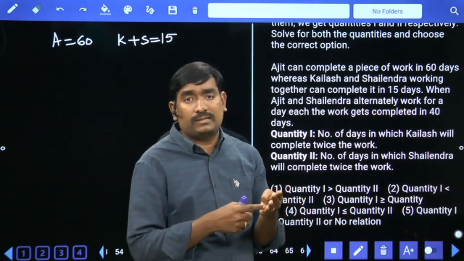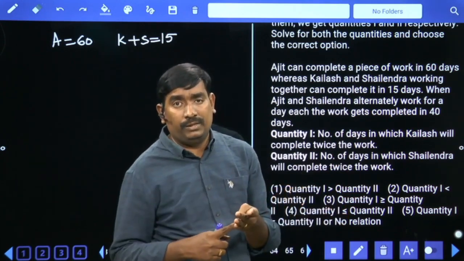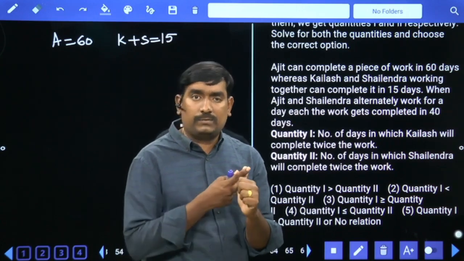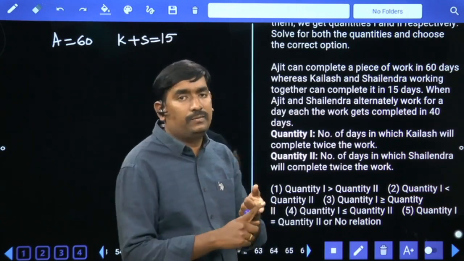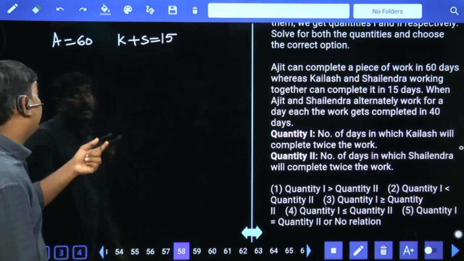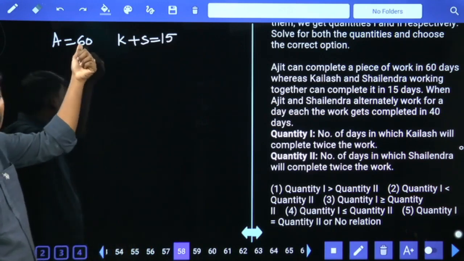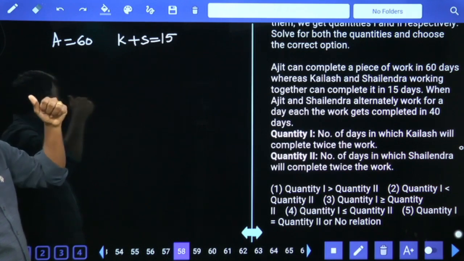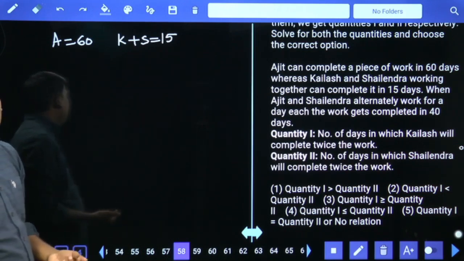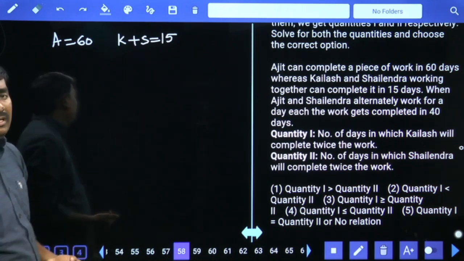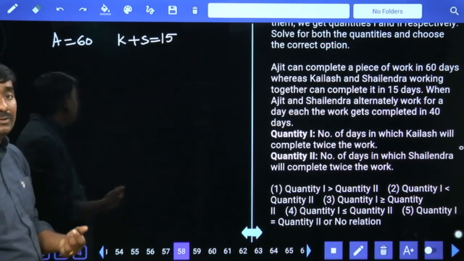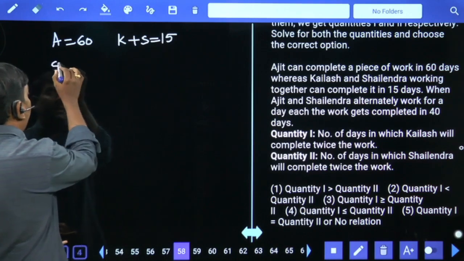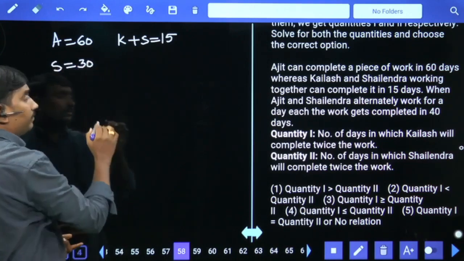In 40 days they work alternately. Out of 40 days, Ajit works for 20 days and Shailendra also works for 20 days. In 20 days, Ajit can do 20 by 60, that is 1/3 of the work. So the remaining 2/3 of the work was done by Shailendra in 20 days.